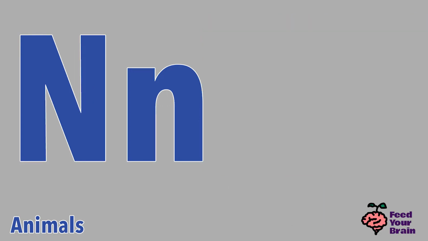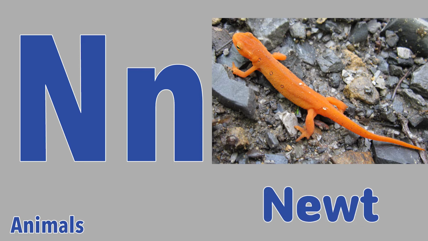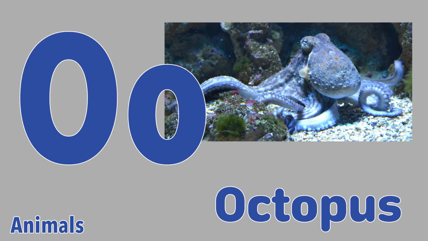What letter is this? This is the letter N. What animal is this that begins with a letter N? It looks like a salamander. But this animal is called a newt. Newt begins with the letter N. This letter is the letter O. Both the uppercase O and the lowercase o look the same. What animal that lives in the sea begins with the letter O? If you said octopus, then you are correct. Octopus begins with the letter O.